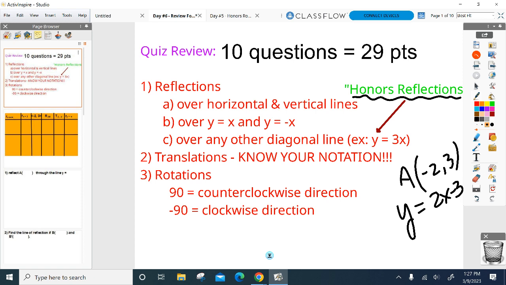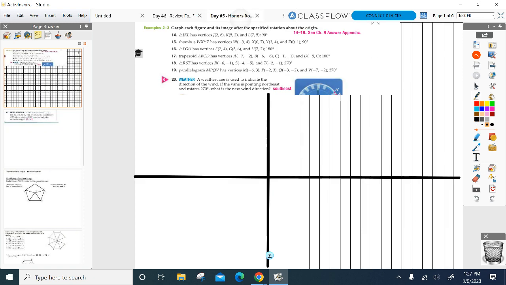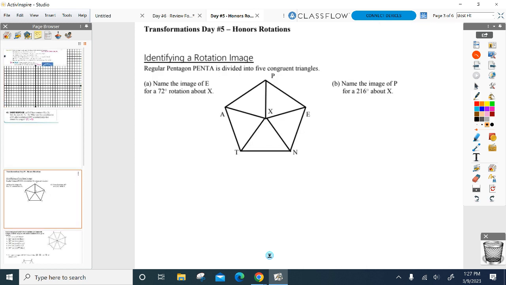All right, let's get into today. Day 2 of rotations, but a little bit of an honors level because no more 90, 180, 270. It could be any degree measure I want you to rotate. And we're not rotating points either. We're going to rotate figures. All right, so first one right here, I got myself a regular pentagon.